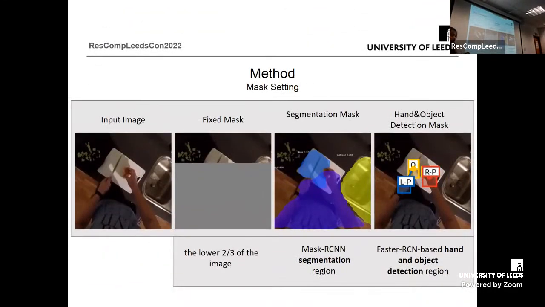The key components here, first for the visual input, is the mask setting. For the mask setting, we consider the following three settings. First is the fixed mask. It's the easiest setting. We set the manipulation area and the object state change area to be the mask area, and the background we leave unmasked. The other one is the masked RCN segmentation region. We segment the objects and the hands to let the model change those areas. And the final mask setting we consider is the advanced RCN, the hand and object detection area. It will detect the left hand, the right hand, and the manipulated objects.